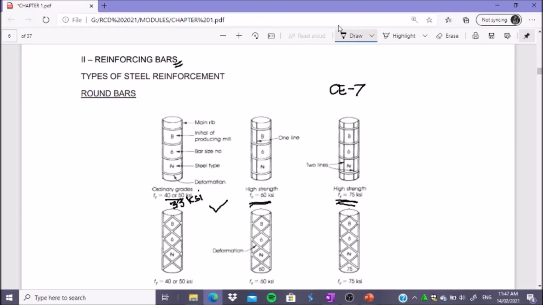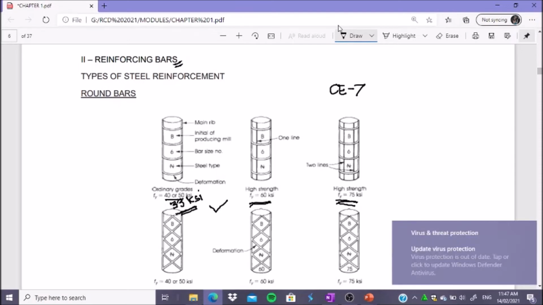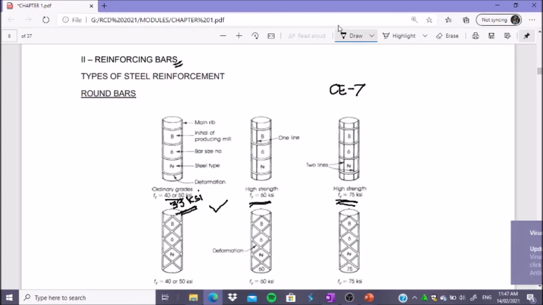Yun yung mga andyan sa local market natin. No? Actually, importante dapat alam natin pag nag-design tayo, kung ano talaga yung gagamitin. Kasi halimbawa, nag-design ka, ang ginamit mong grade is 40 KSI. Ngayon, ginamitan ng 33 KSI sa pag-construct. Malaking problema yan. Kasi dapat magkakaroon ng adjustment sa design.